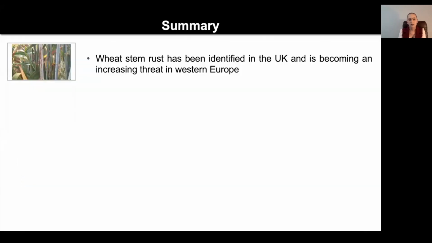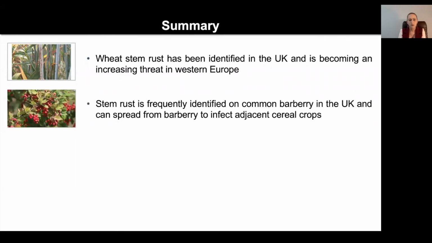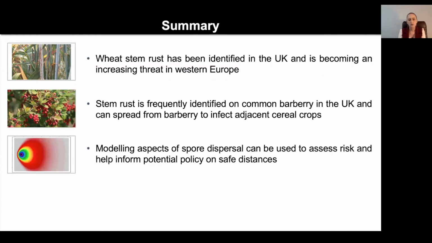So in summary, this wheat stem rust pathogen has been identified in the UK and it's becoming an increasing threat in Western Europe. So we really need to take this seriously. Also, stem rust is frequently found on common barberry in the UK. It can easily spread from barberry to an adjacent cereal crop if the conditions are just right. And modelling aspects of spore dispersal can be very effective in assessing risk and informing policy on safe distances for planting of these bushes.